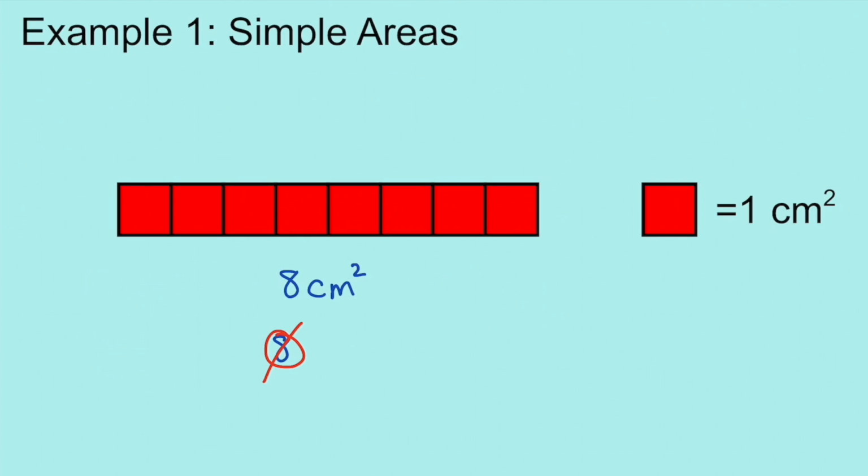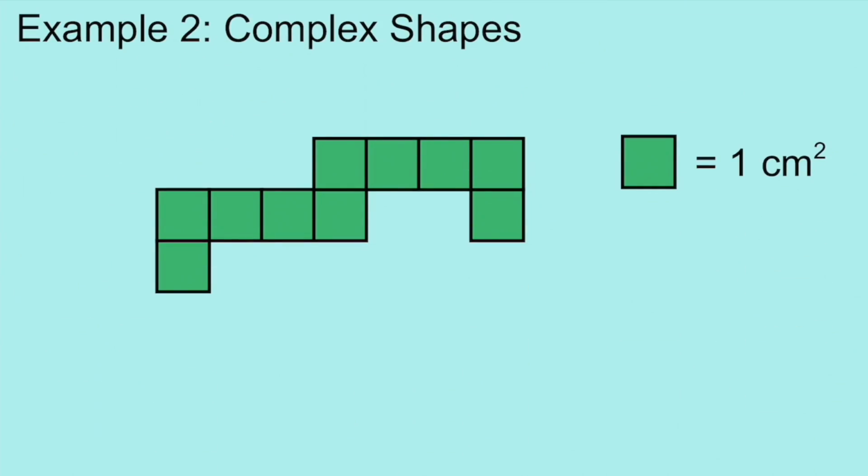Now let's look at a more complex shape. Here, it's the same process. You're going to, again, just count up the number of squares that you see. So we know that 1 square here is equal to 1 squared centimetre. So we've got 1, 2, 3, 4, 5, 6, 7, 8, 9, 10. So this is 10 squared centimetres. That's the area.